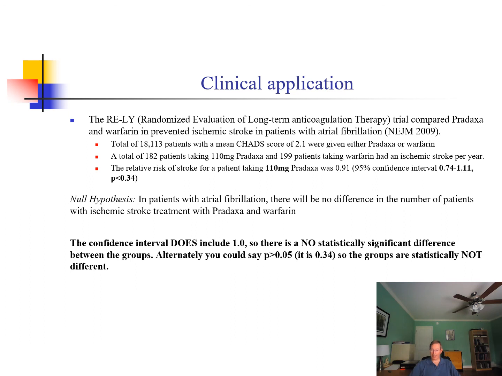So now in this case, the confidence interval does include 1 for that relative risk, and the p-value is not less than 0.05, so there's no difference between those distributions of patients, and there is no statistical difference. I cannot reject the null hypothesis. I have to accept that there was no statistically significant difference in ischemic stroke between the patients taking 110 milligrams of Pradaxa and warfarin when it was managed appropriately.